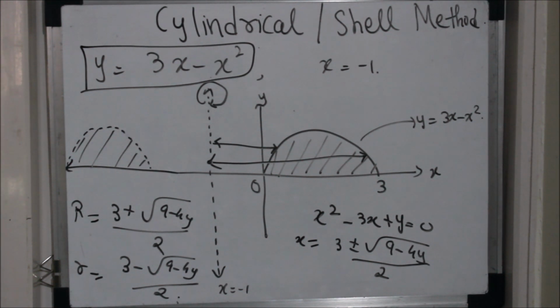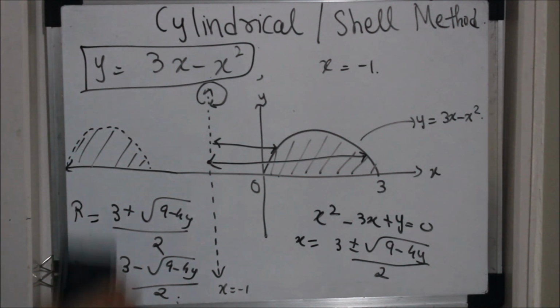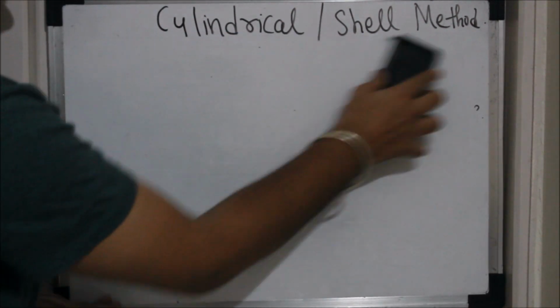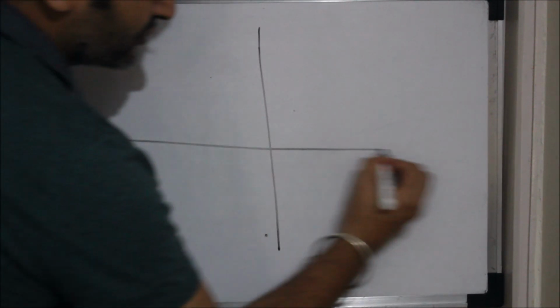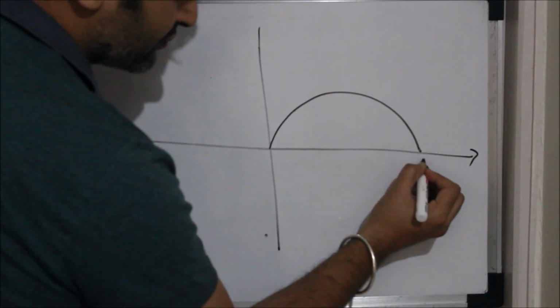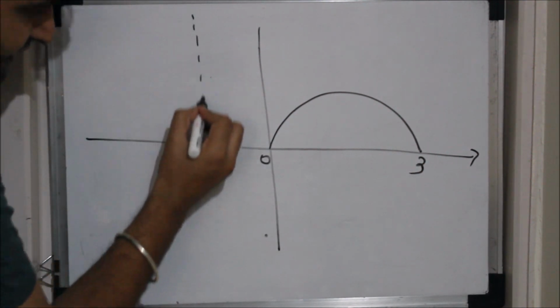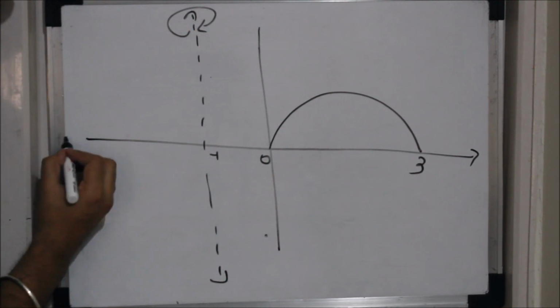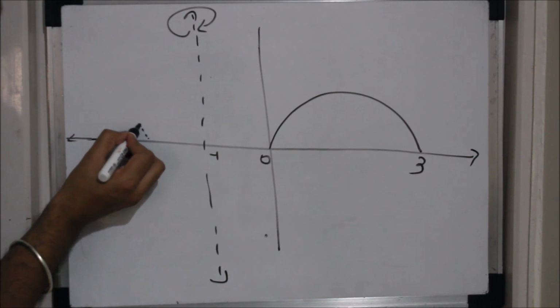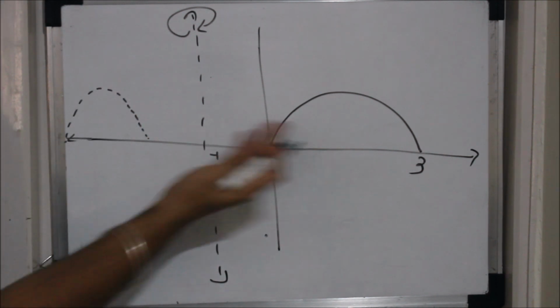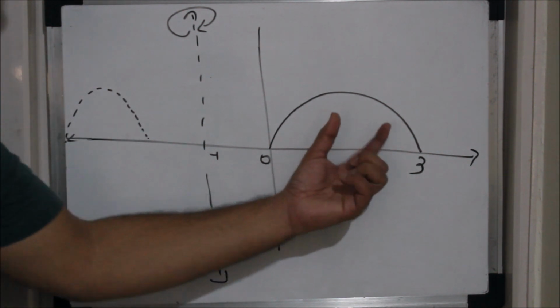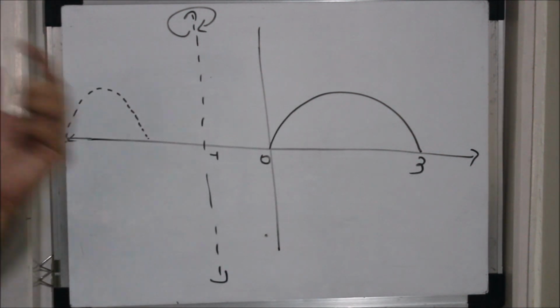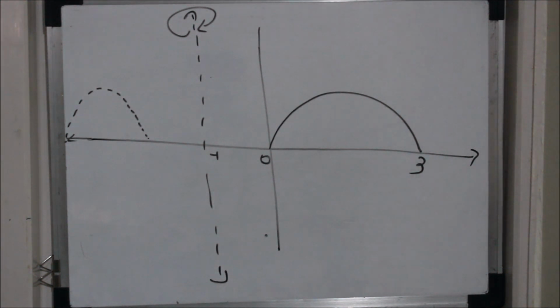So let's try to apply it, and along with this let's see what we mean by the shell method. Why shell or cylindrical? Because when we try to solve this problem, we get shells. If this was my point 3, 0, this was our axis of rotation, which is x equal to minus 1, and this was the replica over here. So this is the region I'm revolving along the line x equal to minus 1.